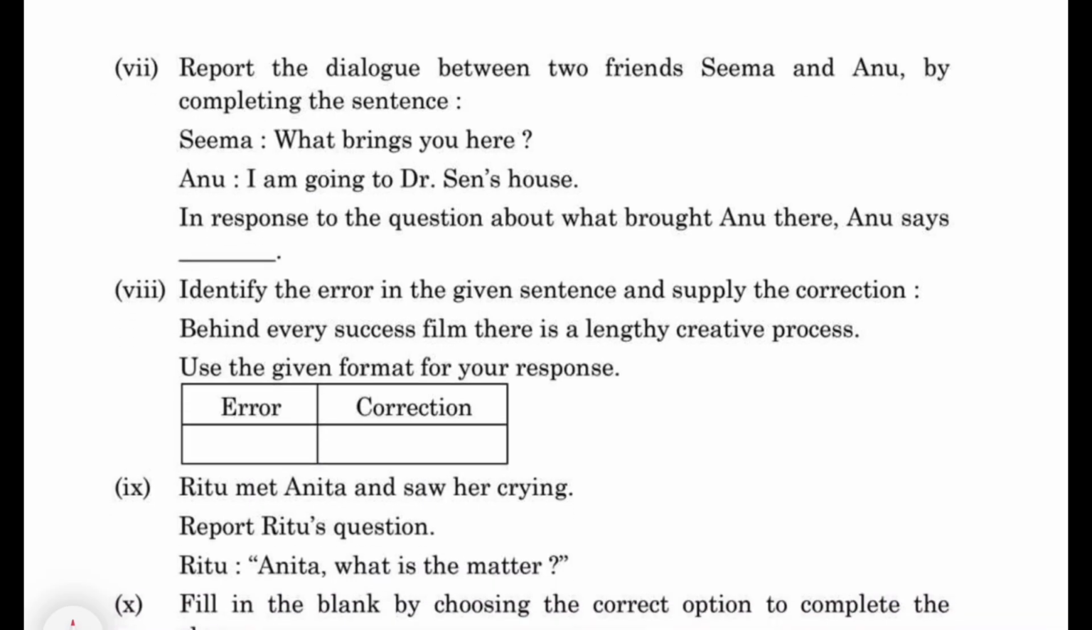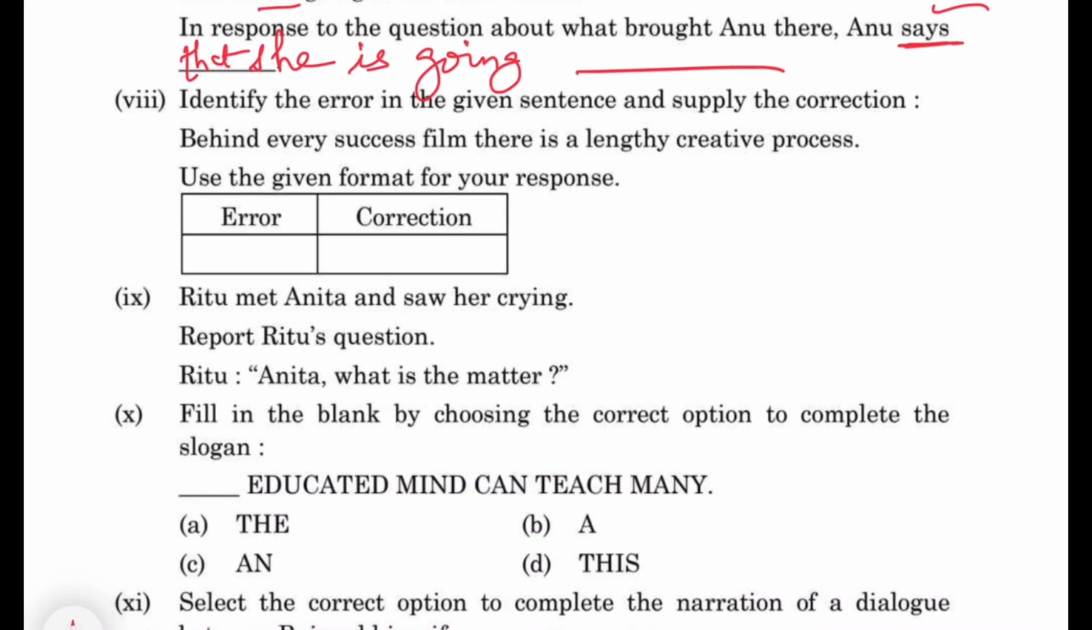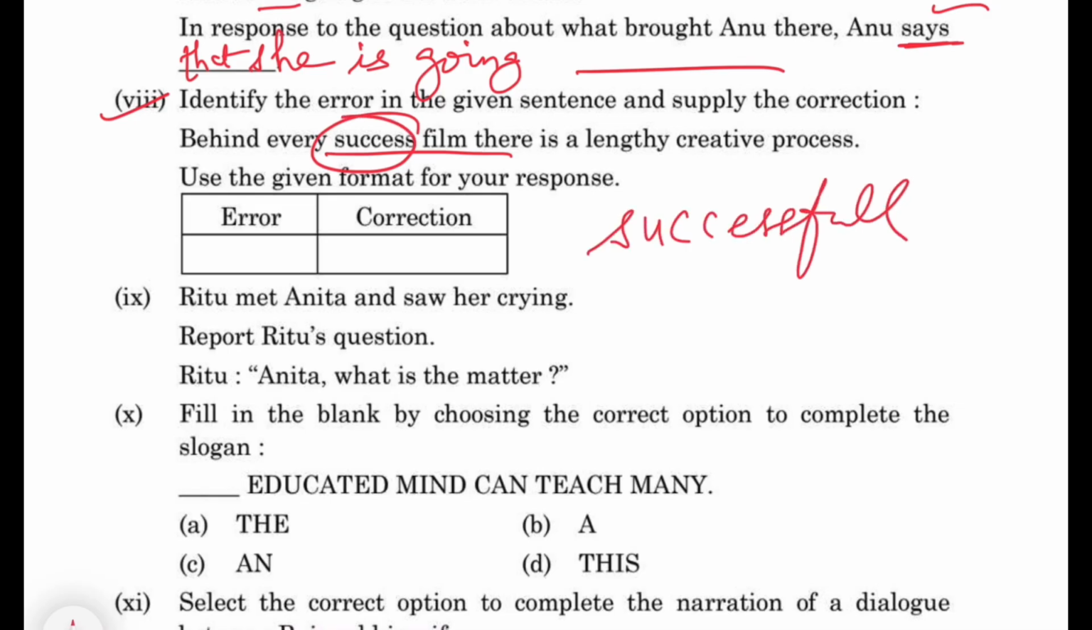Next one is: what brings you here? I'm going to Dr. Sain's house. In response to the question about what brought Anu there, Anu says, okay, this is the keyword. Anu says that she is going. When the reporting verb is in present or future, we don't change the tense of the reported verb in reported speech. So am won't change into was. So that she is going to Dr. Sain's house. Next is: behind every success film. So this would be successful.